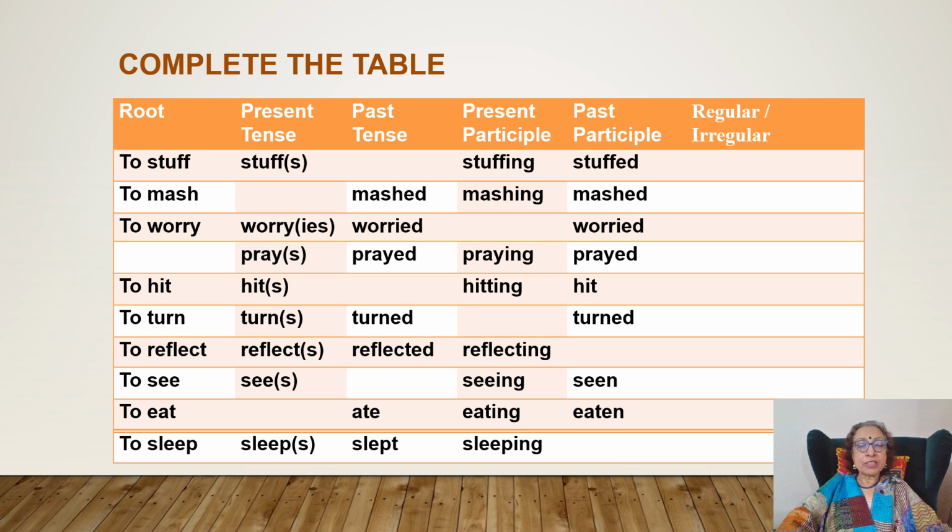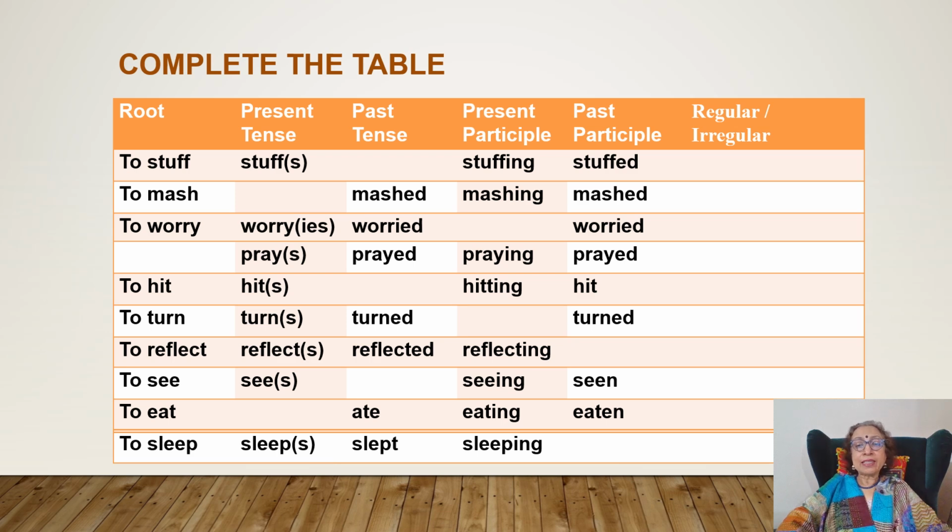Look at the columns which are there. The first column is the root verb, where one root is missing. The next column is present tense, where two verbs' present tense is missing. Then you have the next one, that is past tense, where three are missing. Then you have present participle, where two are missing. And then you have the past participle, where again two are missing. So the rest of the verbs are given to you. You have to fill in these.